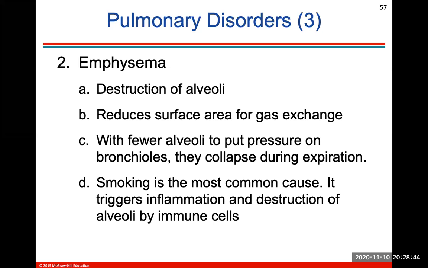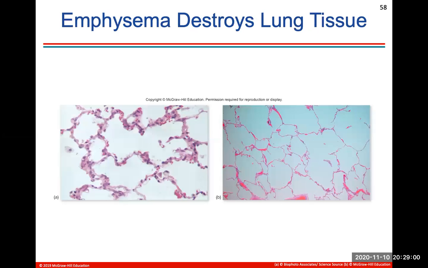Emphysema is the destruction of alveoli. This will reduce the surface area for gas exchange. So with fewer alveoli to put pressure on the bronchioles, they will collapse during expiration. Smoking is the most common cause, and it triggers inflammation and destruction of the alveoli by the immune cells. And this is just a look at how emphysema destroys lung tissue in a normal lung and someone with emphysema.